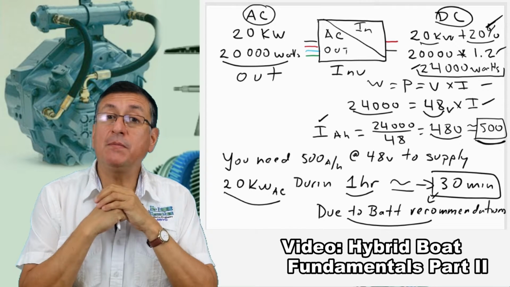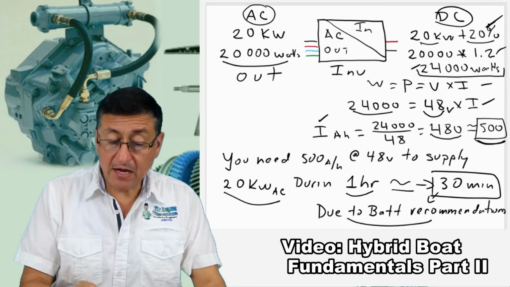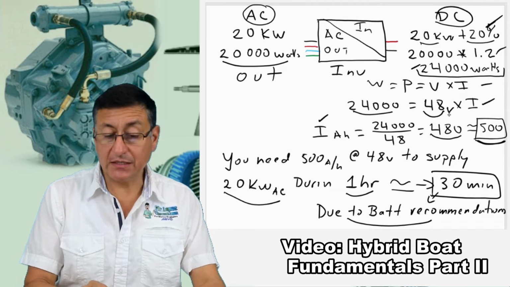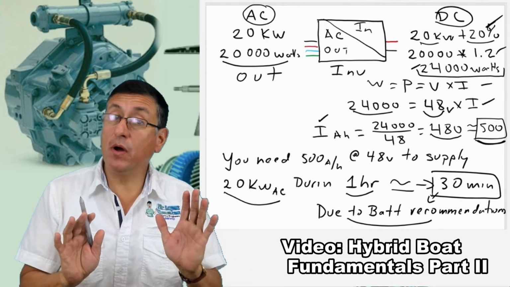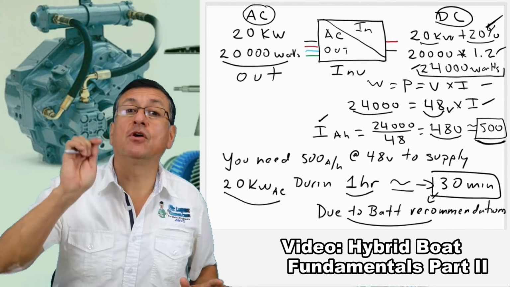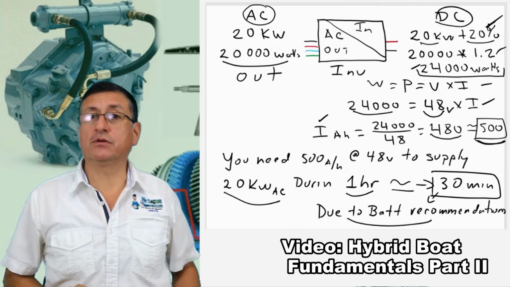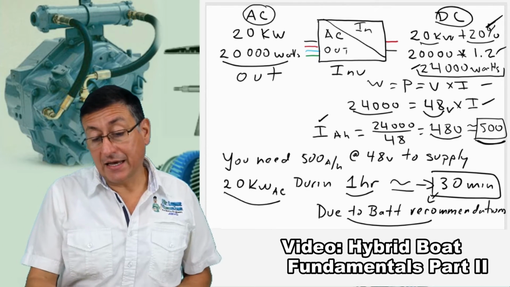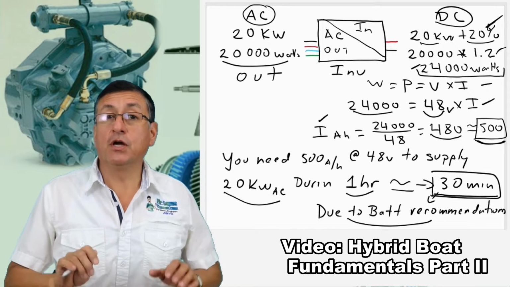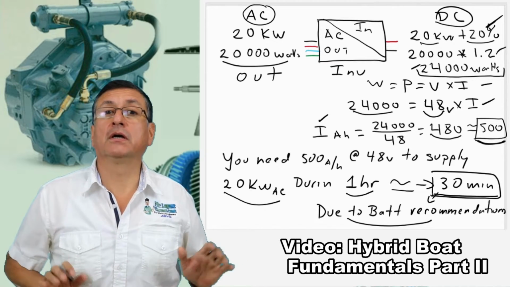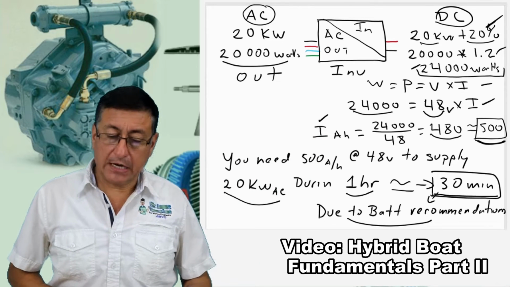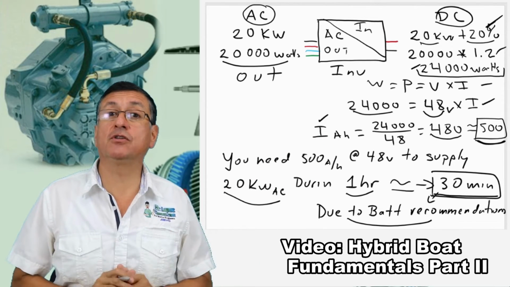Alright, what is the meaning of that? I need 500 amp-hours at 48 volts to supply 20 kilowatts during 1 hour. However, what is the recommendation with the batteries? Discharge the batteries no more than 50%, ABYC question. Alright, in that case, with that group of batteries, I only have 30 minutes of constant operation of the equipment, the system, in order to discharge the batteries no more than 50%.